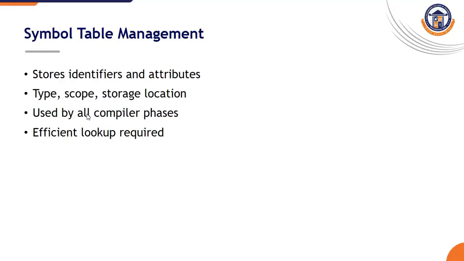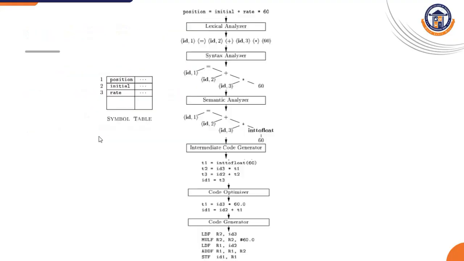So all the phases refer to the symbol table. Symbol table management is one of the main parts of the compiler phases. This symbol table stores identifiers and attributes of the identifiers, such as type, scope, and storage locations. The symbol table is used by all phases of the compiler, so efficient lookup operations are required.